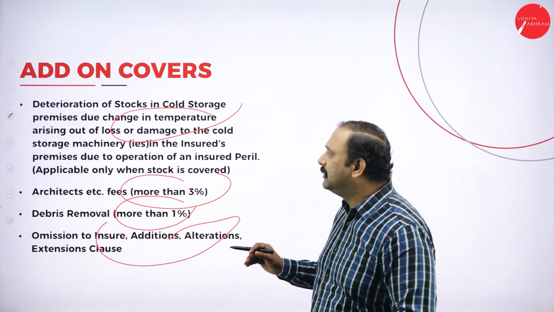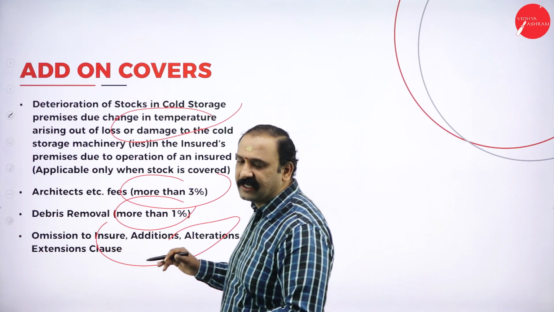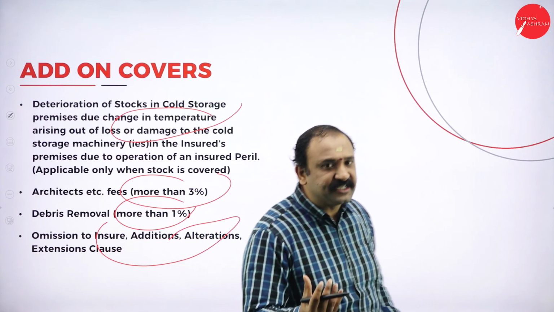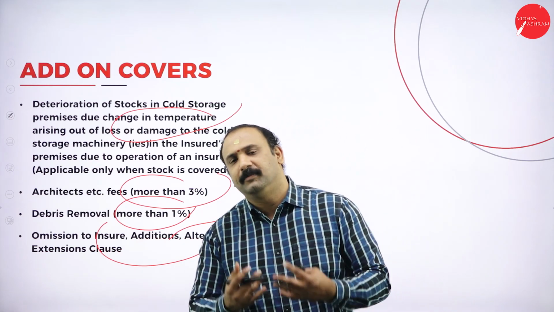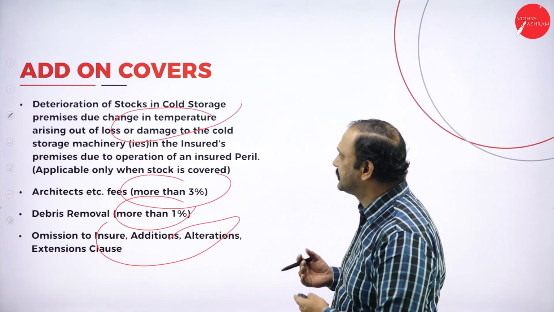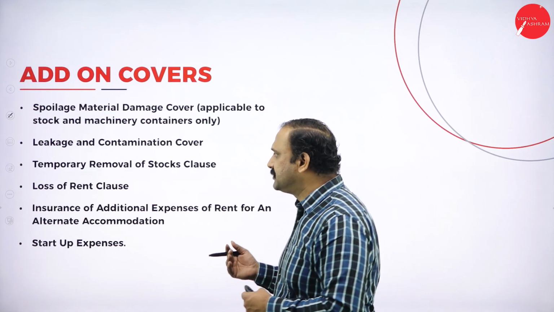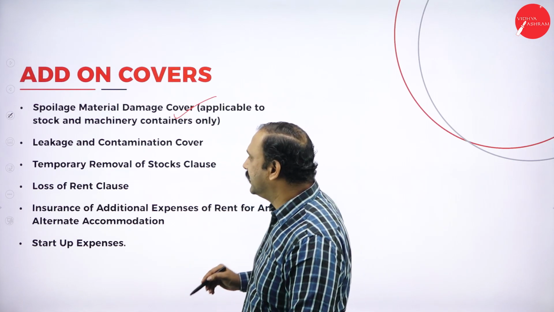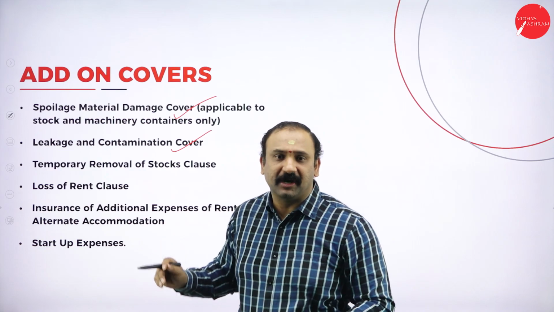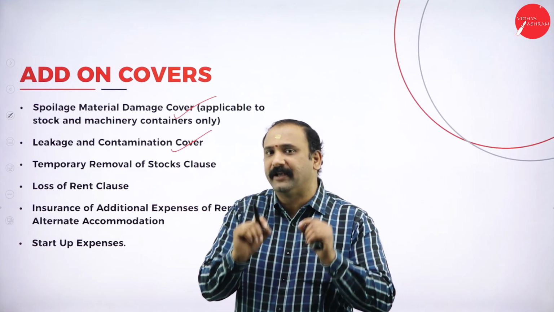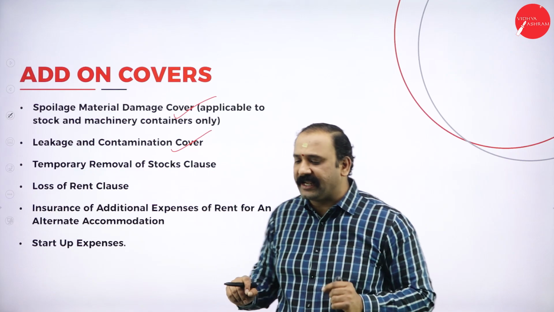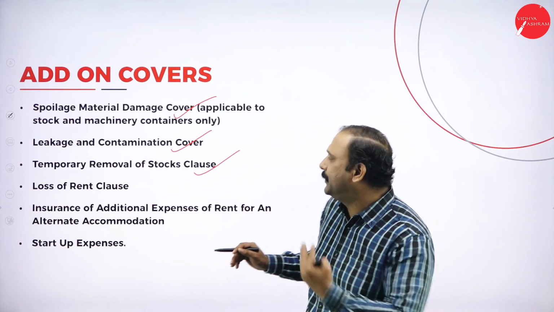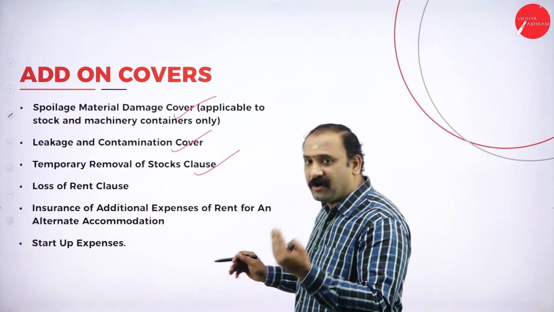So all these things will be added upon in terms of saying that these are going to be the extra factors, these are going to be the extra coverage that you can avail apart from the normal fire insurance. Now, the other thing which we are talking about is the spoilage material damage cover, which is also included. Leakage and contamination cover, in case there are any liquids or chemicals involved, even that can be taken into account. Temporary removal of stocks and clauses, which is always included, and loss of rent clause.